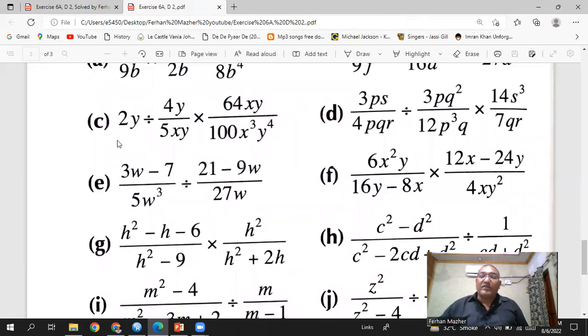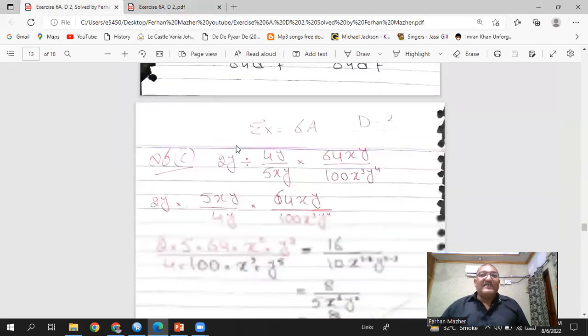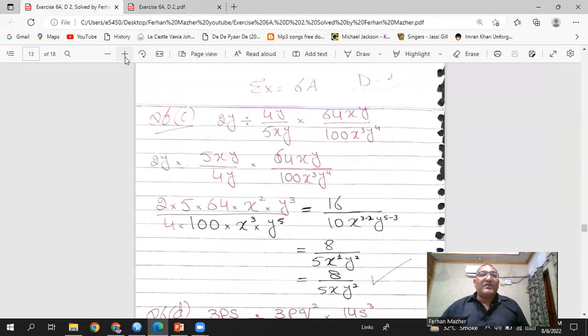The next question is question number 6 is C part. And it says 2y divided by, then we have a fraction here, 4y divided by 5xy. Then we have multiplication, then 64xy divided by 100x cubed y4. So convert this divide sign into multiplication sign, and the fraction which is right after the division sign will reciprocate, that will flip, you will turn it upside down. So let's see how this is done.